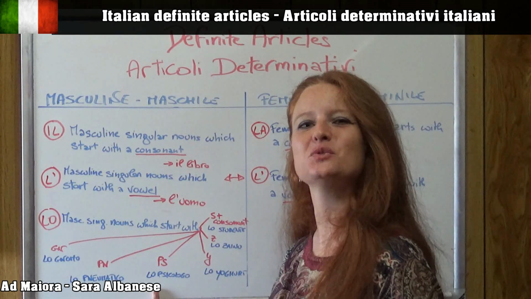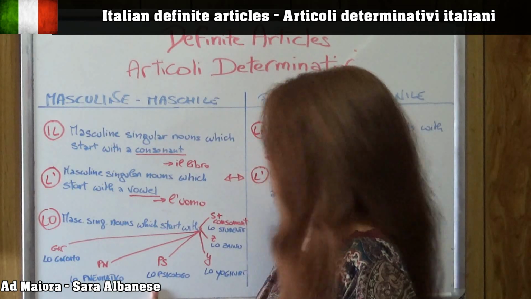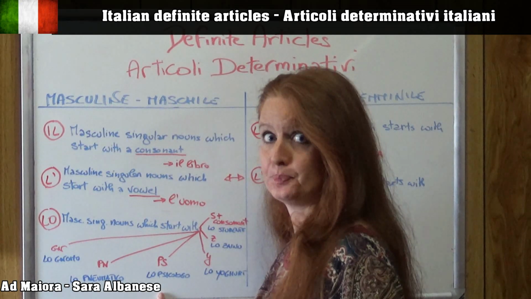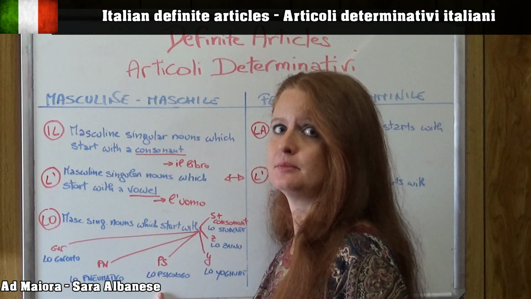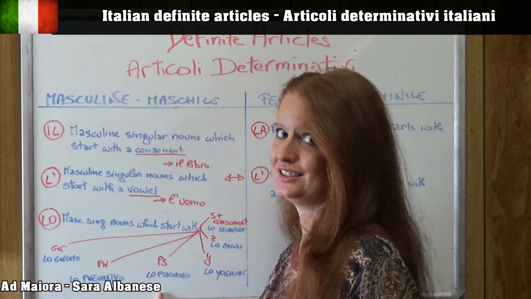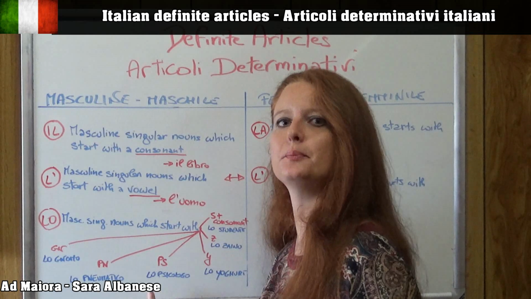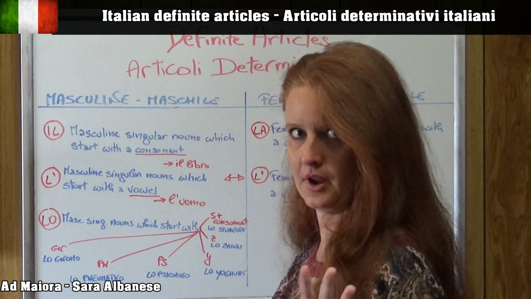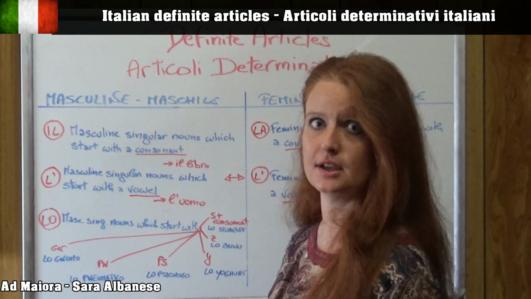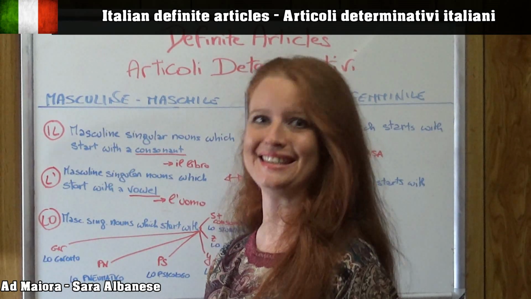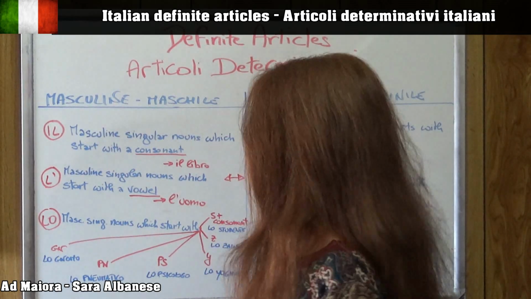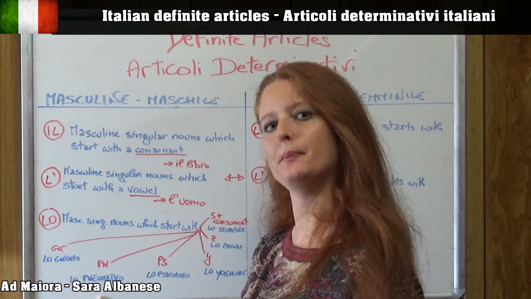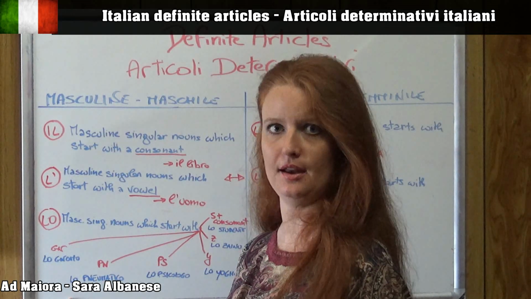Then, when the noun starts with P and S, like psychologist, lo psicologo. Also in this case, pay attention, because in English we don't pronounce the P at the beginning of psychologist. In Italian we absolutely pronounce it. So lo psicologo, lo psichiatra, the psychologist, psychiatrist, etc. Then PN. So when the noun starts with PS and PN, PN.